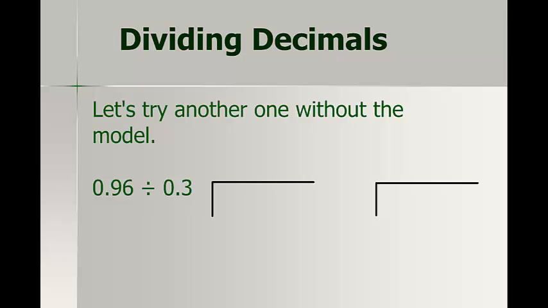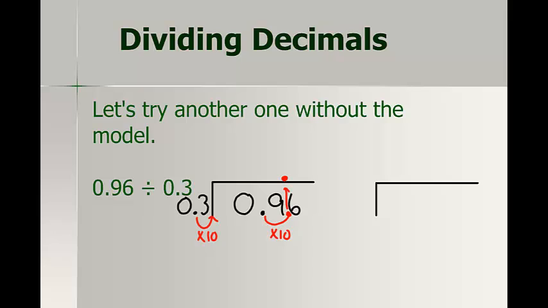Here's another one. 96 hundredths divided by 3/10. So we write 96 hundredths underneath the bracket, divided by 3/10. 3/10 is not a whole number, and that's really what we want to get. So we're going to multiply by 10 to make that a whole number. Now since I multiplied that by 10, I have to multiply the dividend by 10. Let's rewrite this then.